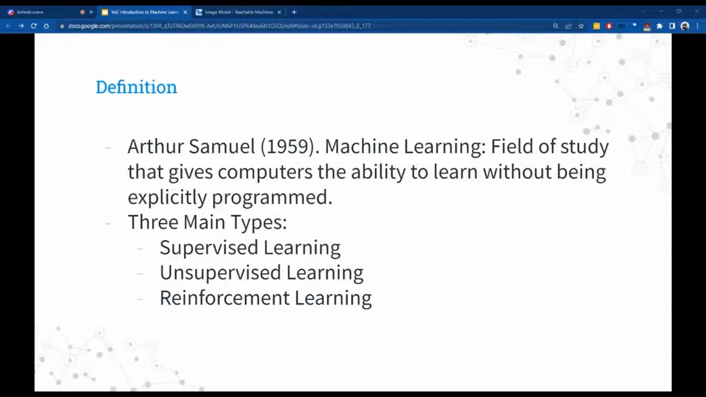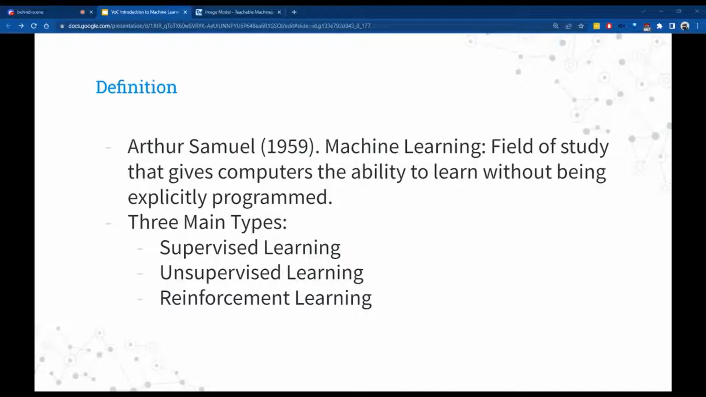So what exactly is machine learning? Arthur Samuel, one of the early pioneers of artificial intelligence, defined it as a field of study that gives computers the ability to learn without being explicitly programmed. Today, the three main approaches of machine learning are supervised learning, unsupervised learning, and reinforcement learning. I'll just give a brief overview of what each one is.